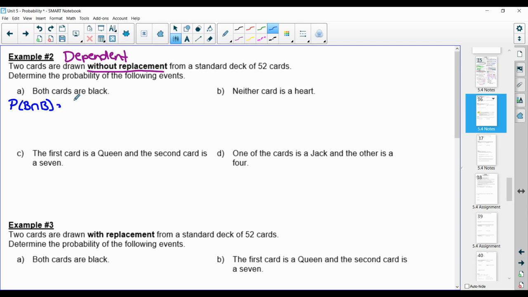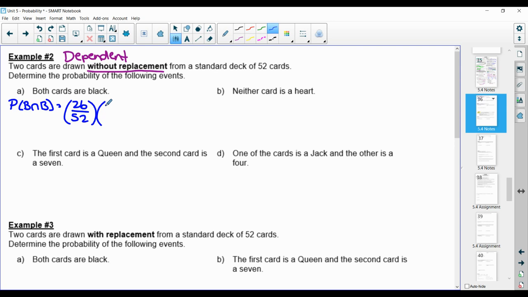Well, the probability of getting a black card the first time is 26 out of 52. Now you can write that as 1/2 as well, because half your deck is black. I'm going to just keep the standard here for now, just to help with the explanation purposes. Now we have 26 black cards out of 52 cards, but we're not going to put that card back in the deck.